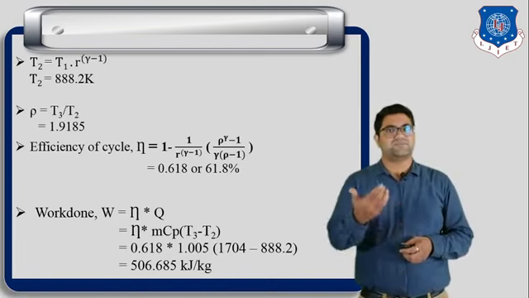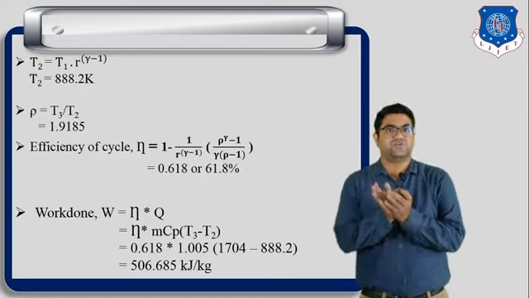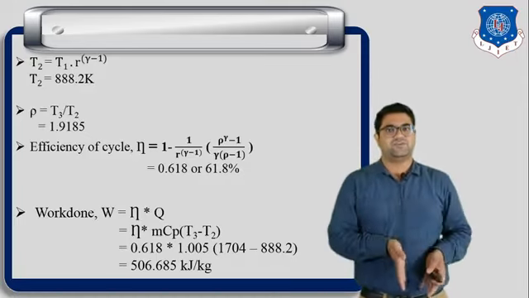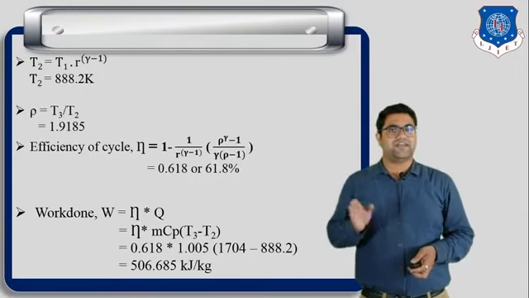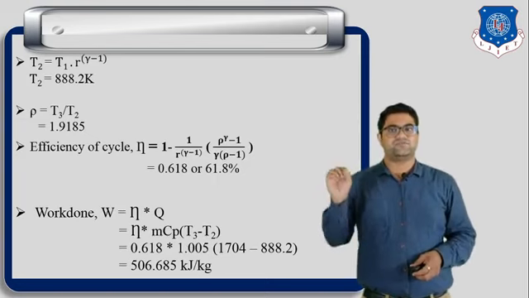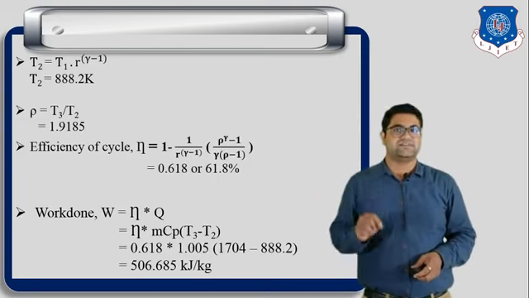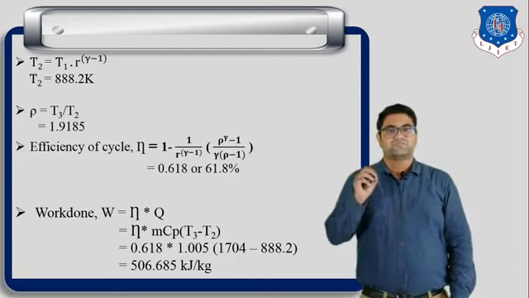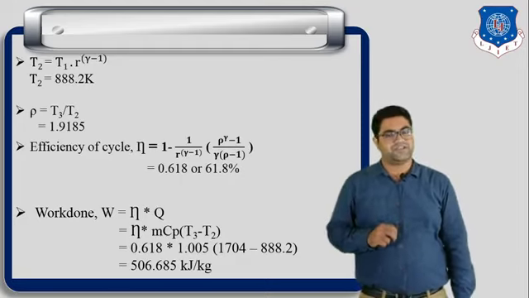Okay, now we know the formula of efficiency of the diesel cycle, that is eta is equal to 1 minus 1 upon r raised to gamma minus 1, into rho raised to gamma minus 1 upon gamma into rho minus 1. So if we put all the values, then we get the efficiency of the diesel cycle equal to 0.618, that is 61.8 percent. Okay, now we have to find the mean effective pressure.